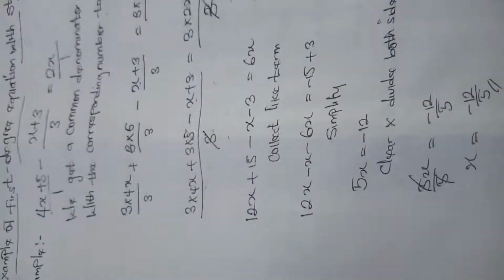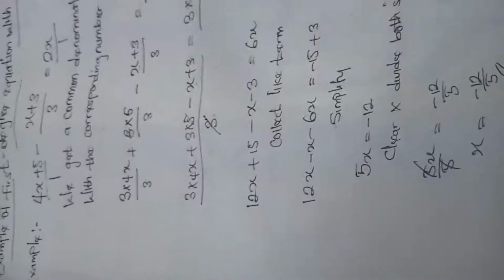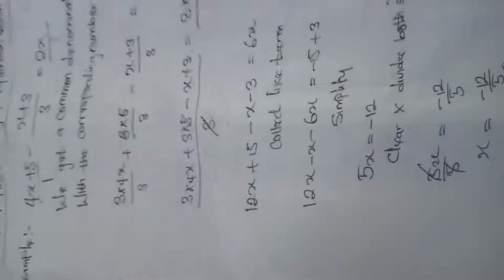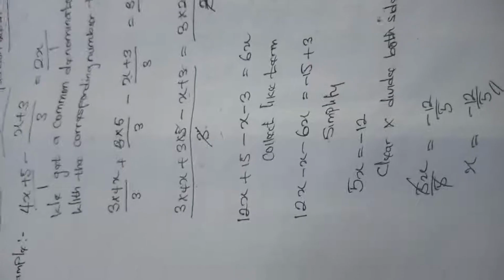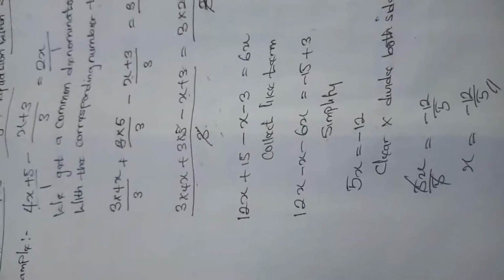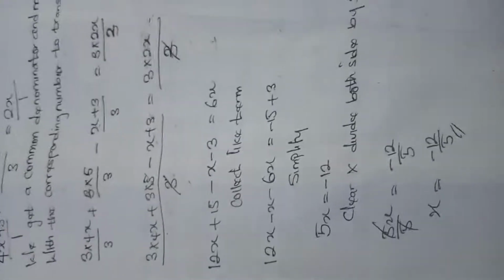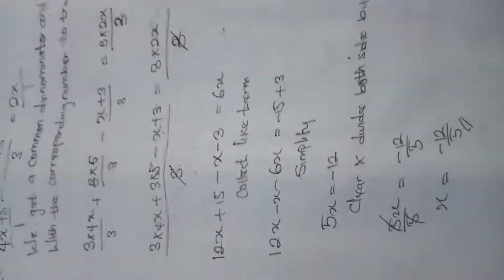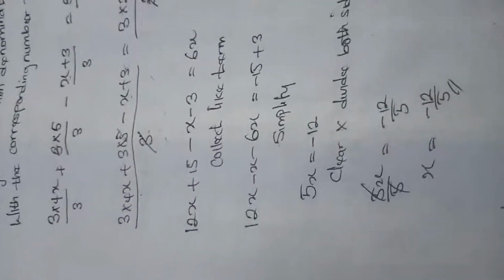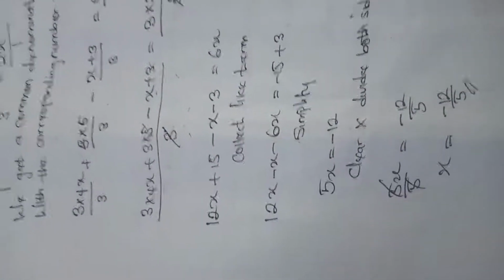After that, we clear the denominators by crossing them all out. The next thing we do is collect like terms. That is, we move terms from one side of the equation to the other. We bring all the x terms to one side and all the non-x terms to the other side.